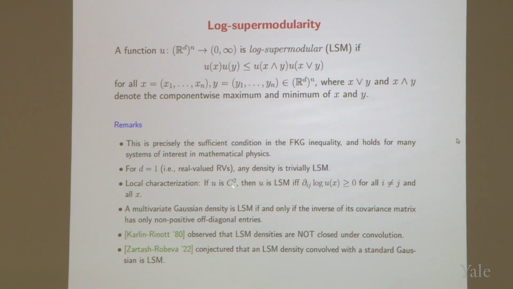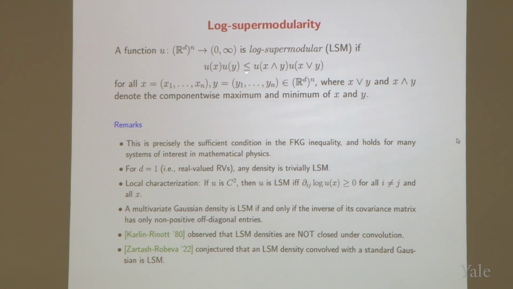There's a local characterization. If you have a C2 function, then u is log supermodular if and only if the off-diagonal entries of the Hessian matrix of the logarithm are non-negative. You can compare this with the local characterization of convexity or concavity, which has to do with the positive definiteness of the Hessian matrix. Here, instead of positive definiteness, you have positivity of the off-diagonal entries. That's what is key. And so this local characterization implies that a multivariate Gaussian density is log supermodular if and only if the inverse of its covariance matrix has only non-positive off-diagonal entries. These are sometimes called M matrices.